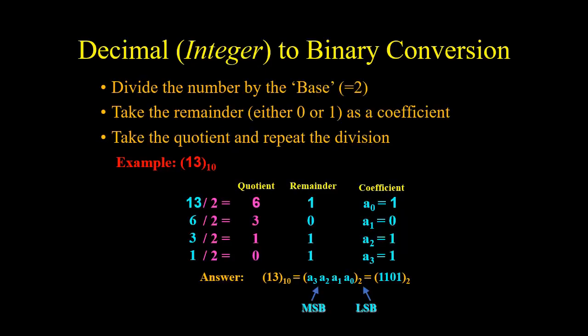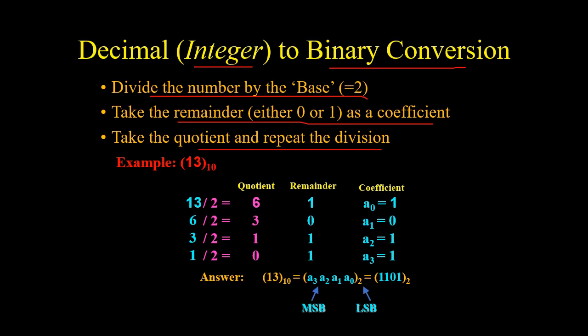We will study decimal to binary conversion, and at first we will perform this conversion for integers only. For this conversion we will use successive division by base, which in this case is 2, because we are converting a number from decimal to binary number system. In every division we will take remainder as a coefficient and the quotient will be repeatedly divided. For example, we have a number 13 to the base 10 and we wish to know equivalent binary.